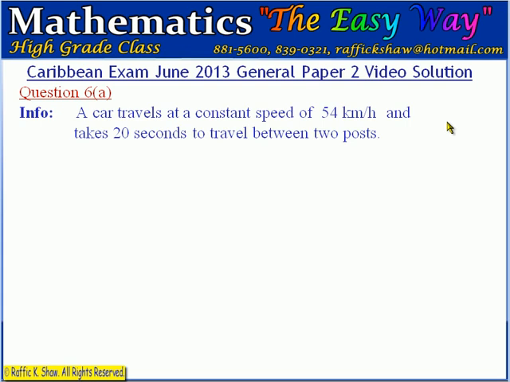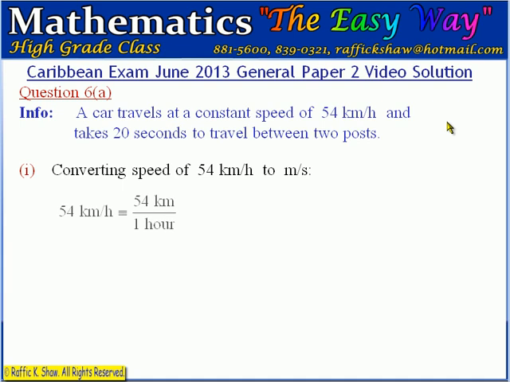We are now at question 6A of this CXC CSET June 2013 General Paper 2 Exam Video Solutions. In this question, we are told that a car is traveling at a constant speed of 54 kilometers per hour, and that it takes 20 seconds to travel between two signposts. The first part wants us to calculate the speed in meters per second. So in other words, we have to convert the 54 kilometers per hour into meters per second.